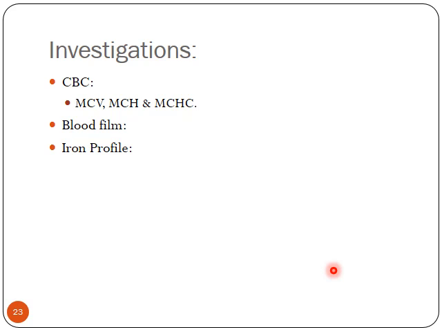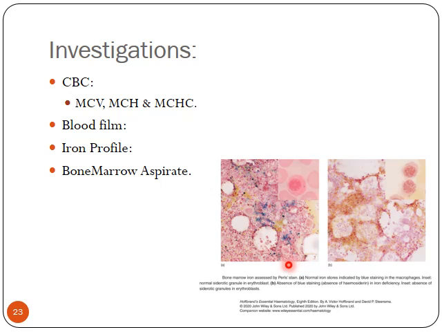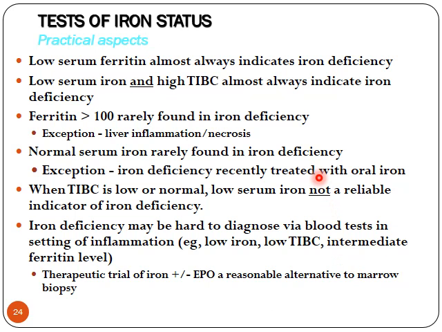Iron profile, of course, is the main diagnostic test and will be discussed later. Bone marrow aspirate will show a decrease in the iron content. As we can see on the right here, we are having normal iron stores pigmented by blue, and here there is deficiency in the iron stores with none. How about the iron tests?